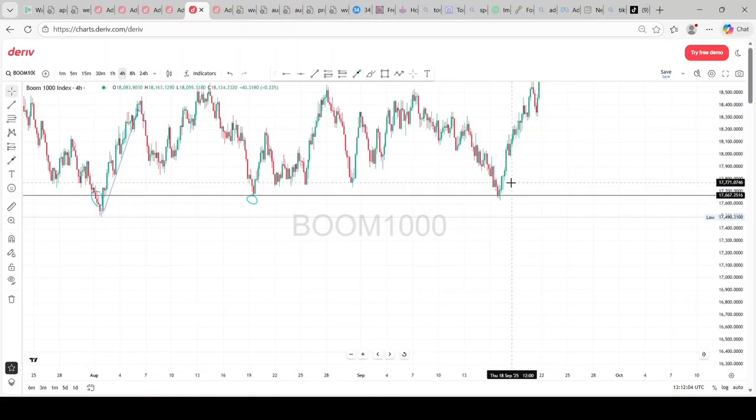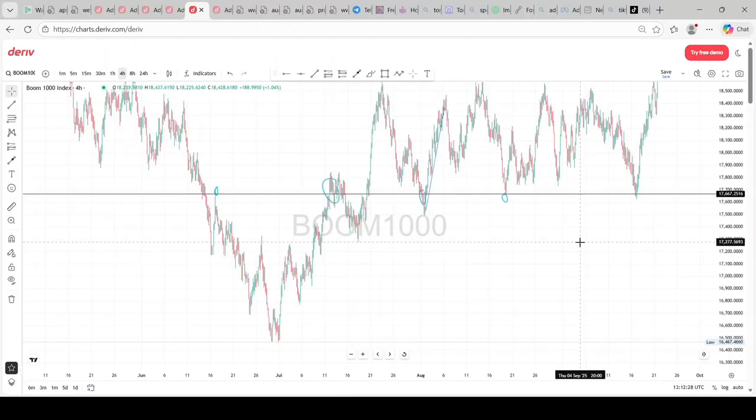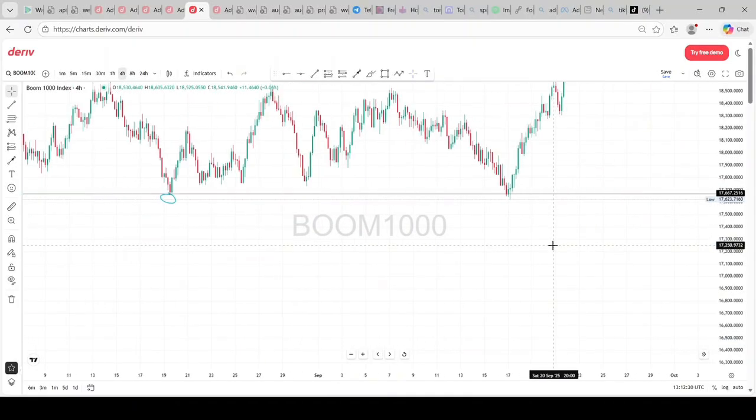Okay, so the sweep is not where we enter, right? You have to wait for price to sweep. The sweep is not where we enter. The sweep is where we start paying attention. So when you see price at your key level, you don't just jump into the trade. You start looking at the market from that level, right? That's when you start actually observing the market.